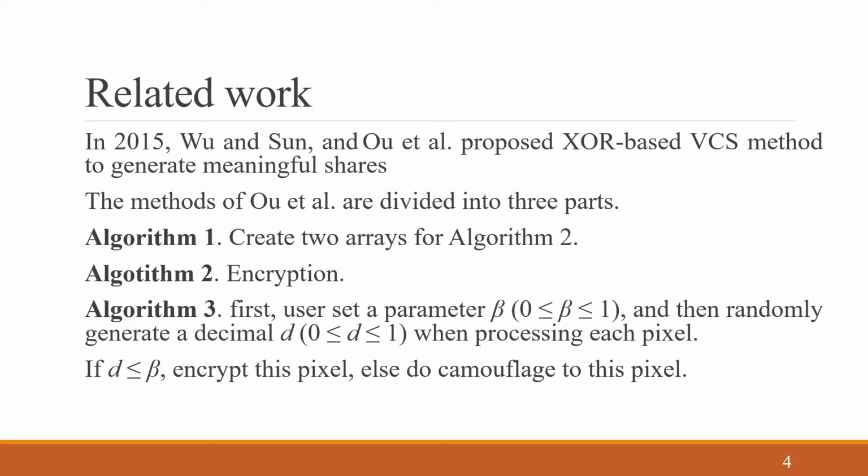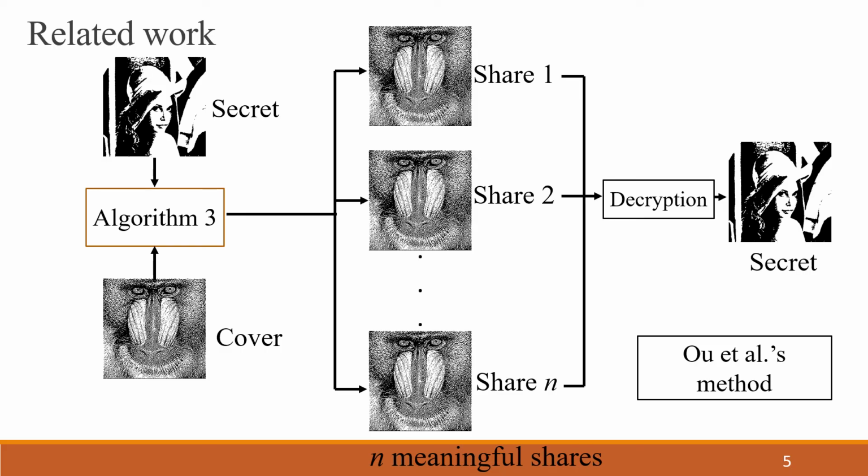In algorithm 1, two arrays are created to be used in encryption. Algorithm 2 is encryption. And in algorithm 3, first, the user sets a parameter beta, and when processing each pixel, randomly generates a decimal d. If d is less than or equal to beta, encrypt the next pixel, else do camouflage to the next pixel. This is the basic schematic of O's method.